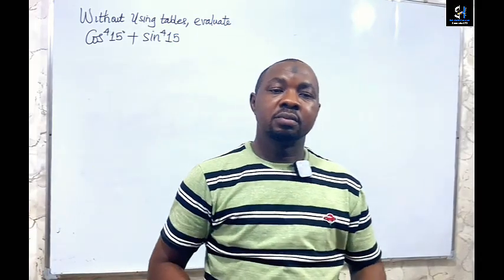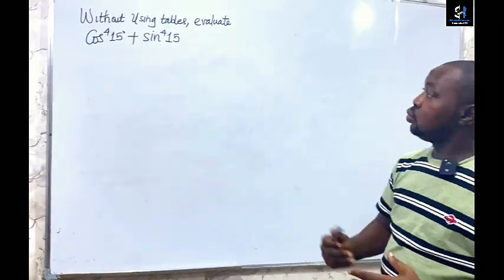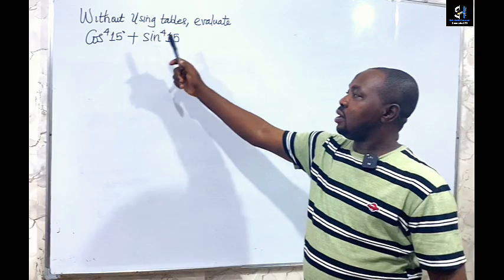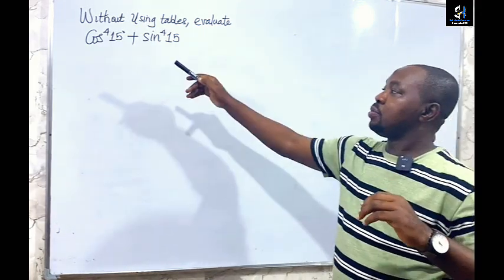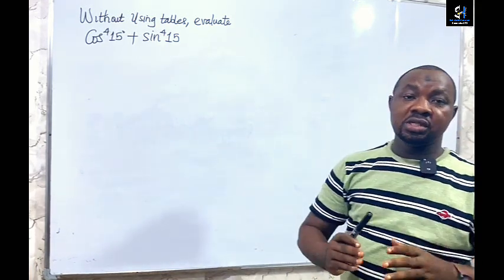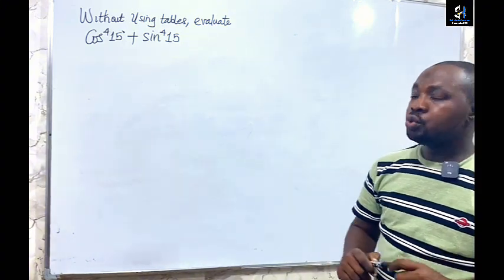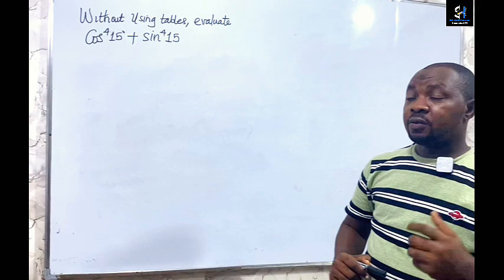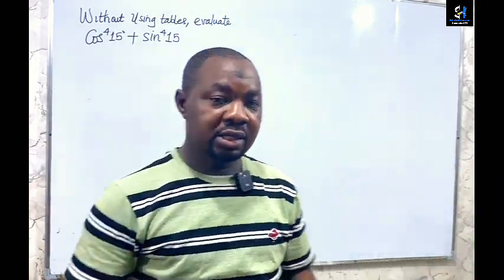Hello and welcome. Here is a trig question in which our task is to evaluate cos 15 degrees raised to the fourth power plus sine 15 degrees raised to the fourth power without using calculator or tables. Now the first thing to do is to recall one of the identities from algebra, that is, algebraic identities.